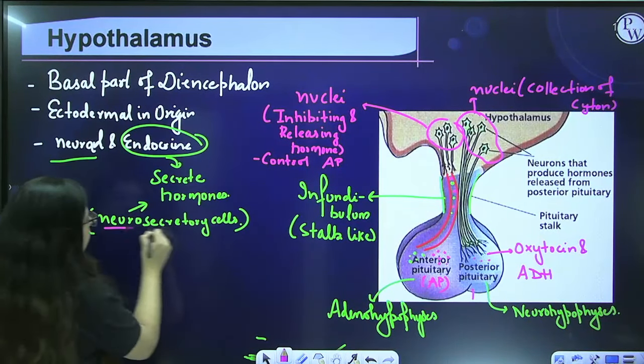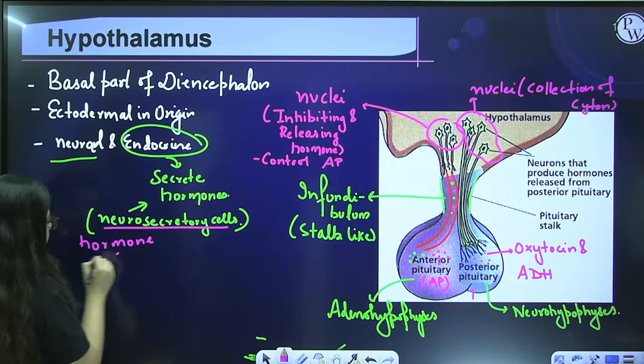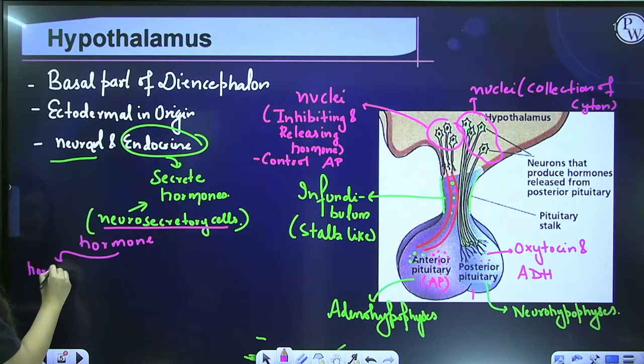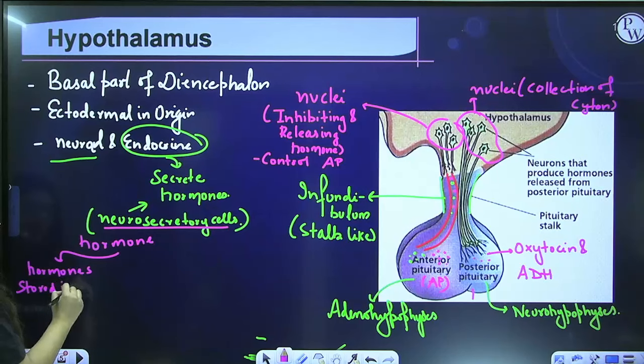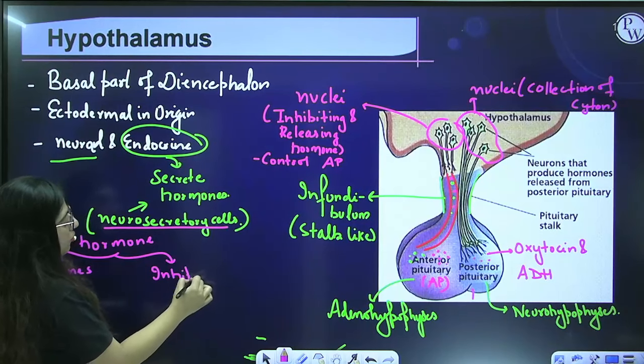So the hypothalamus secretes two types of hormones. One are the hormones stored in the posterior pituitary, and second are the inhibiting and releasing hormones.